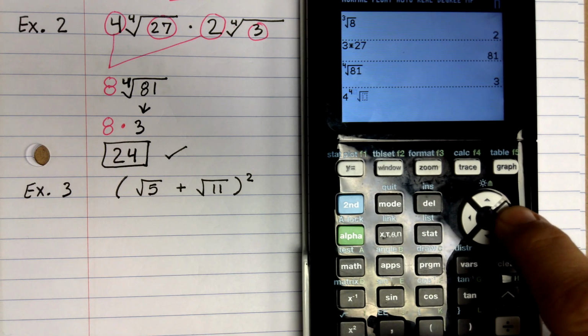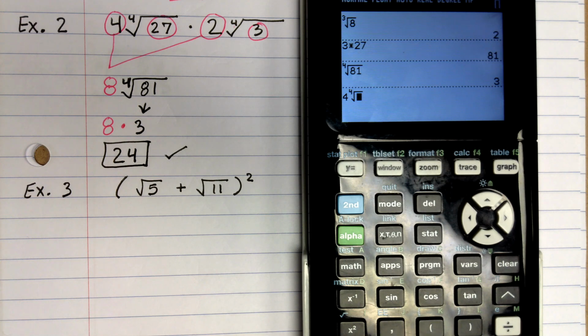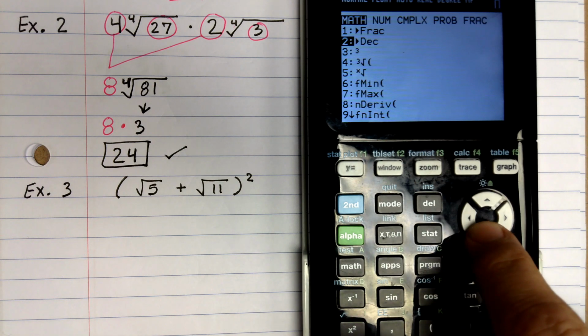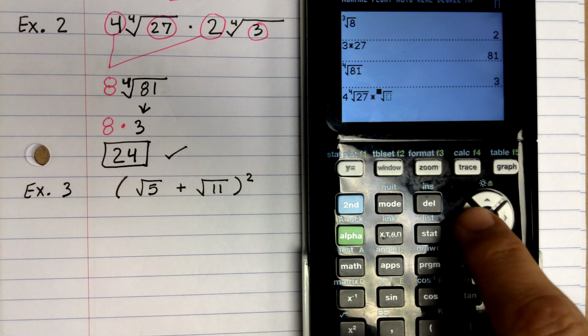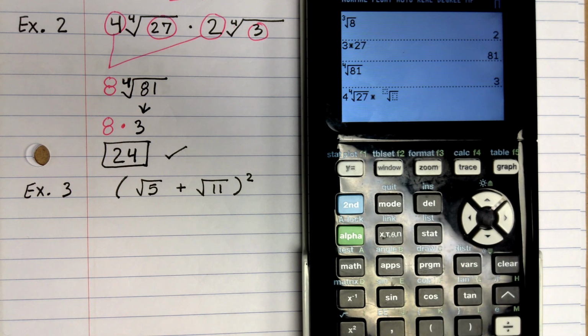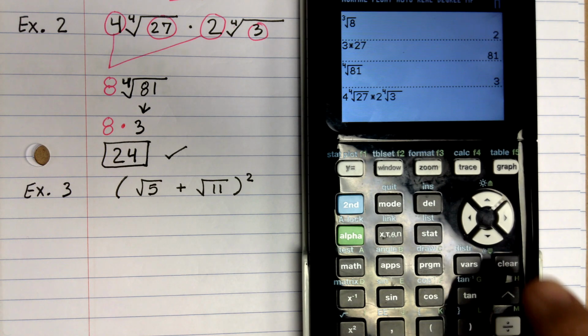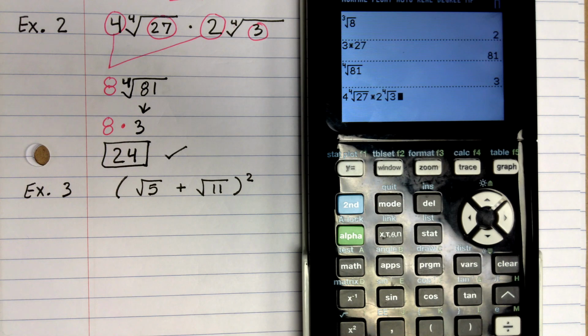So 4, index of 4, and then I'll put 27, and then I'm going to simply multiply this too. And I'm going to go ahead and put in my next one. So let me actually put the radical symbol first. Alright, and then we have 2 with it, and then we have an index of 4. And then we have 3 for our radicand. So notice that's exactly what we got on the paper.